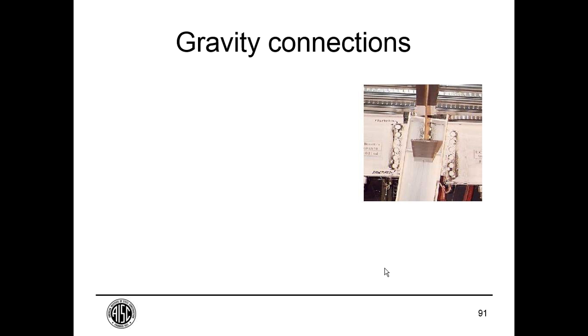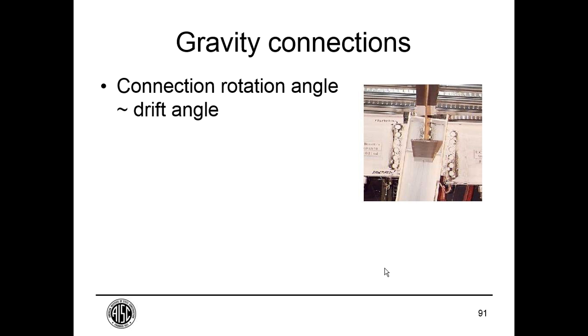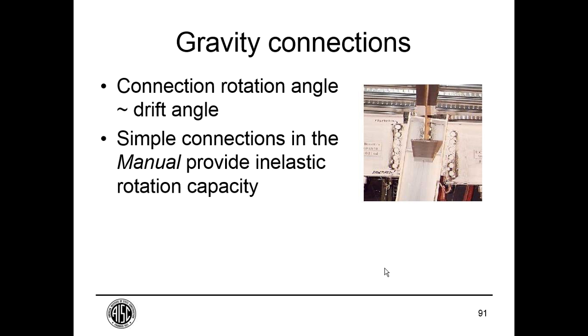Here's a photograph of testing of a single plate connection at UC Berkeley. I think this testing went up past 10% rotation. And so these connections, as I said, have a tremendous rotation capacity. Unless you're dealing with an archaic building, your steel connections will have very good rotation capacity for seismic drifts. So the single plate connection and double angle connection from the manual will get you out to your maximum allowed seismic drifts without any problem.